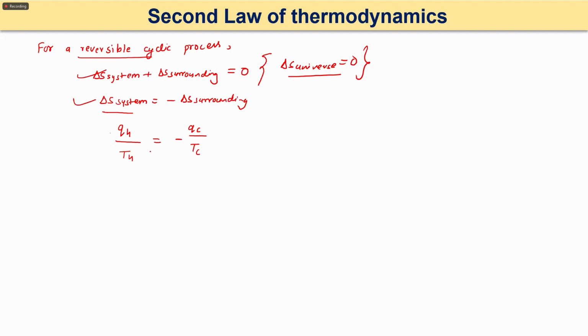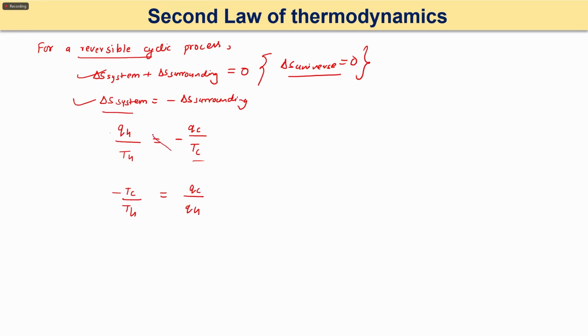Okay, Qh, and this is the entropy change. This is transferred to the surrounding. That is, Qc amount of heat is transferred to the cold reservoir at temperature Tc. If you arrange this equation, what you will get? Minus of Tc upon Th equal to Qc upon Qh.